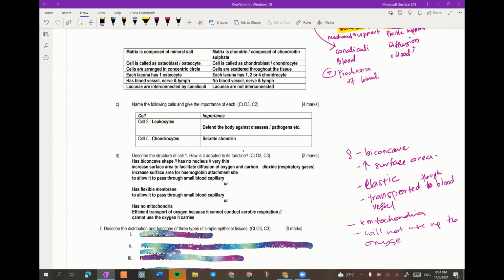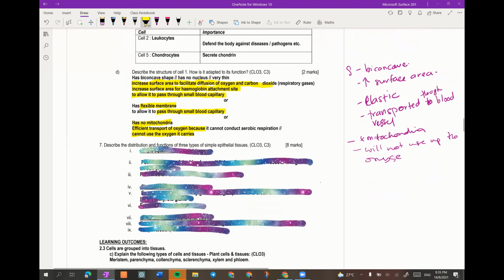So it has biconcave shape, dia tak ada nucleus, you boleh bagi dia thin, and then you boleh cakap dia increase the surface area to facilitate diffusion of oxygen and carbon dioxide pula. Increase surface area for hemoglobin attachment site, allow it to pass through the small blood capillary. You boleh bagi tahu pasal flexible membrane. So it is very easy to pass through the blood capillary. It also has no mitochondria, efficient transport of oxygen because it cannot conduct aerobic respiration. So maksudnya it cannot use the oxygen it carries.